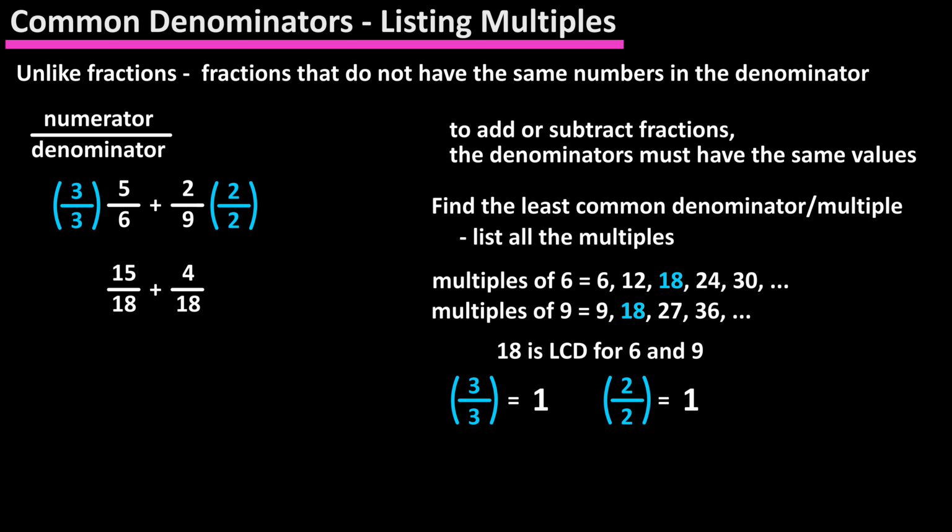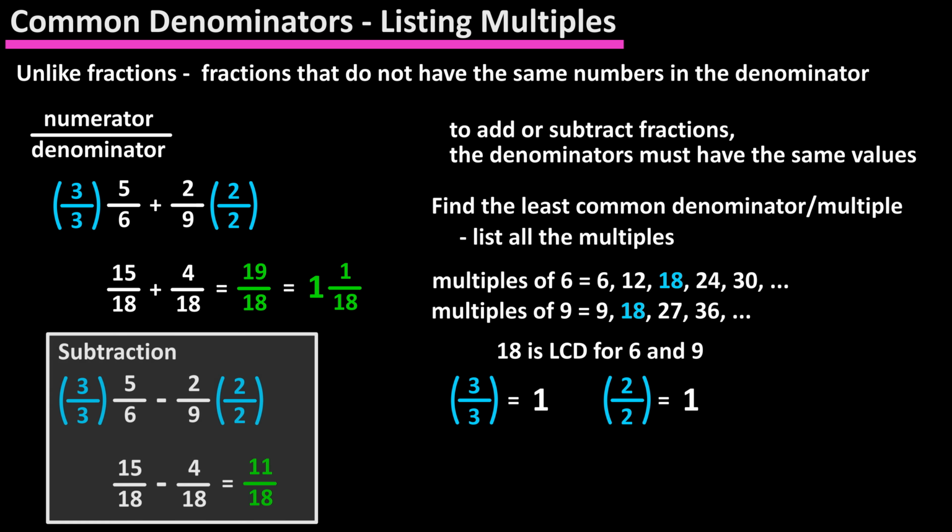Now, since they have the same denominators, we can add them together, which is done by adding the numerators. So 15 plus 4 equals 19, and we keep the denominator of 18. So 19 over 18, which can, if necessary, be converted to a mixed number of 1 and 1 over 18.